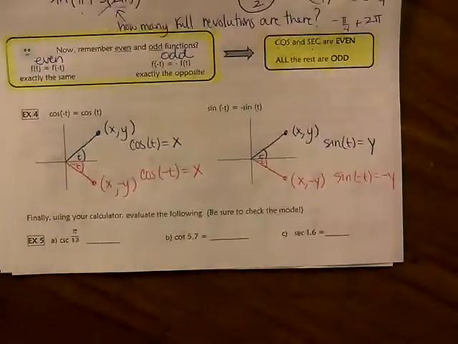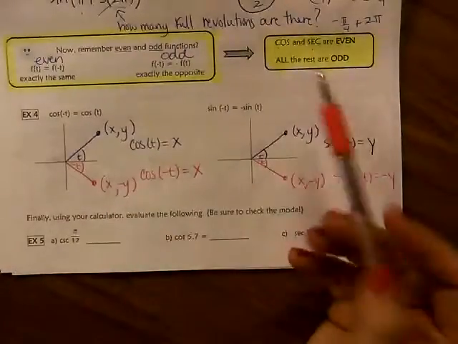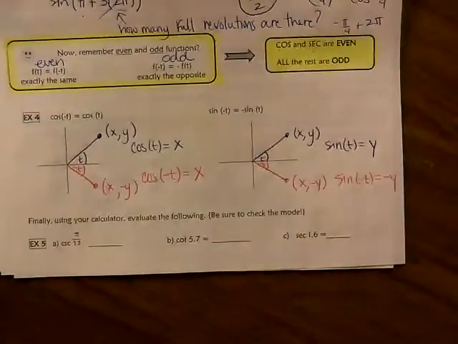Okay? So this is this idea. So you need to remember that cosine and secant are even functions, and all the others are odd. You could add that to your unit circle if you wanted to add that somewhere on your sheet just to make a note of it. It is a very important idea. You do need your calculator now.